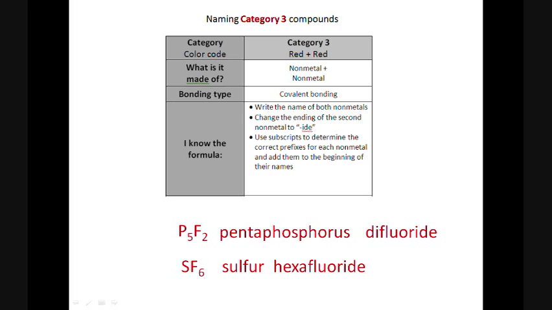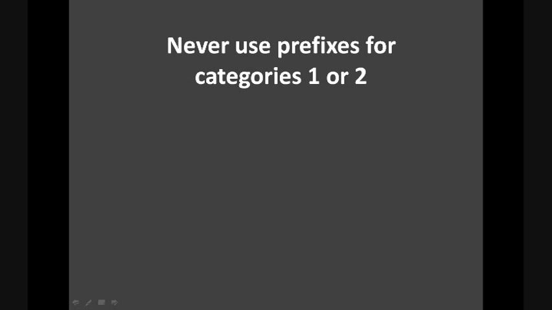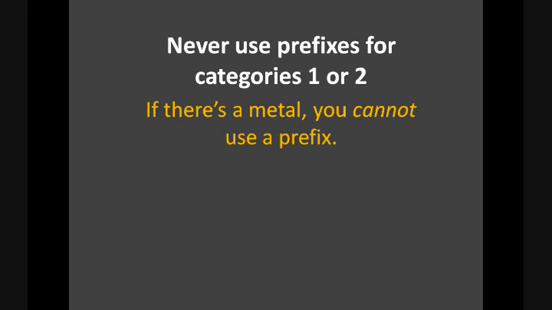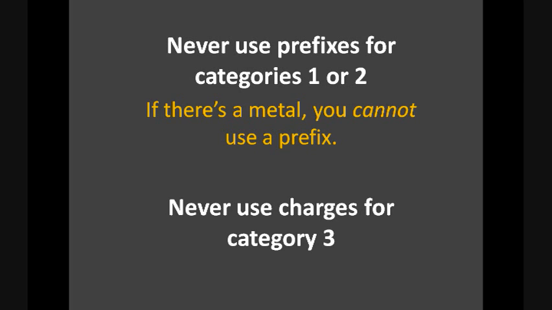So there's 2 examples of naming Category 3 compounds. These should seem pretty simple, but make sure you're clear on the one exception. No mono for the first element. One word of warning. The prefix system is so easy to learn that you'll be tempted to use prefixes with every element in every compound, especially with nonmetals. The only category that uses prefixes is Category 3, with 2 red elements, 2 nonmetals. Remember, if there's a metal element anywhere in the compound, you cannot use prefixes. You cannot use prefixes at all with any other category other than Category 3.